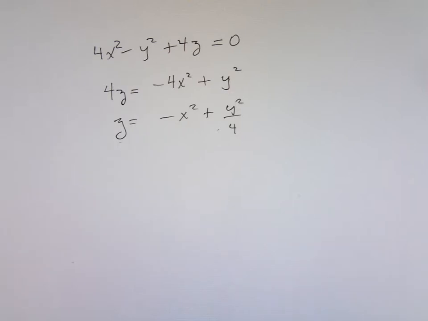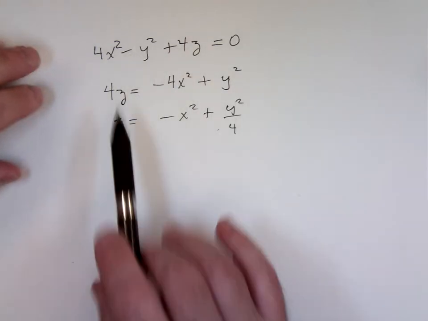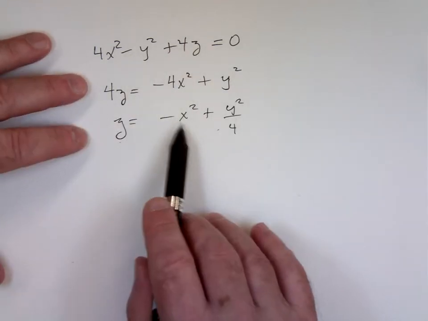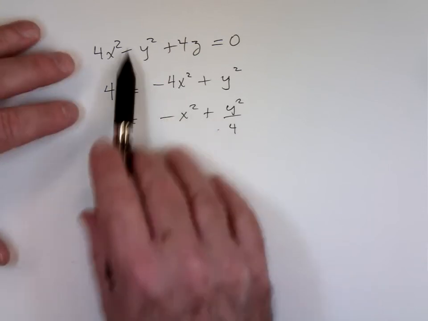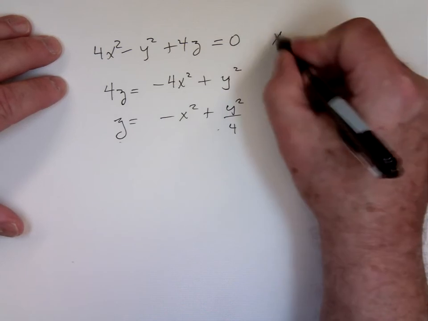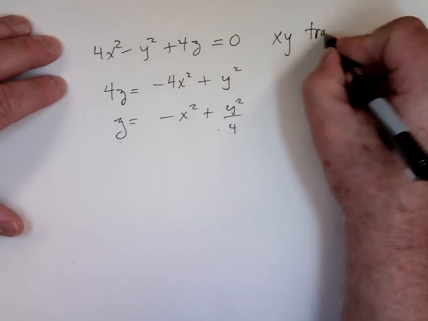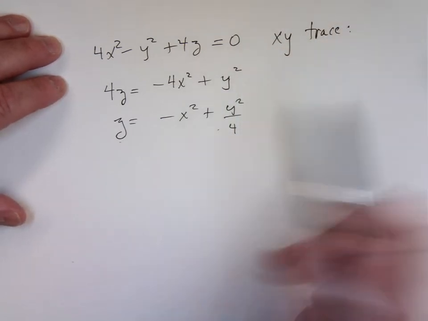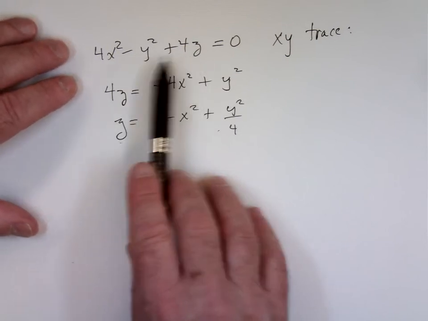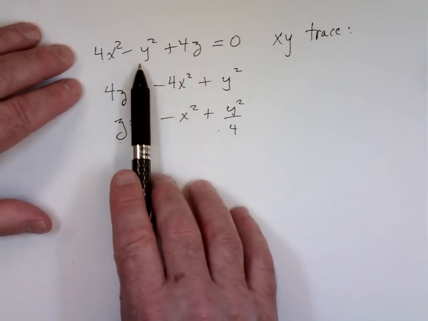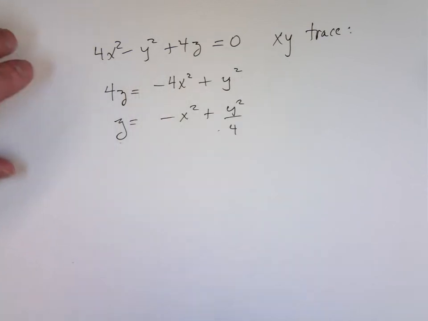Actually, you're probably better off going back to the beginning now. But this is what you should use. You could use either one. What's the xy trace? I'll tell you what, I'm going to go back to the beginning here. The xy trace, you let z equal 0. Oh, this is tricky. This one's tricky. Yeah. Watch this. This is very interesting. You let z equal 0.